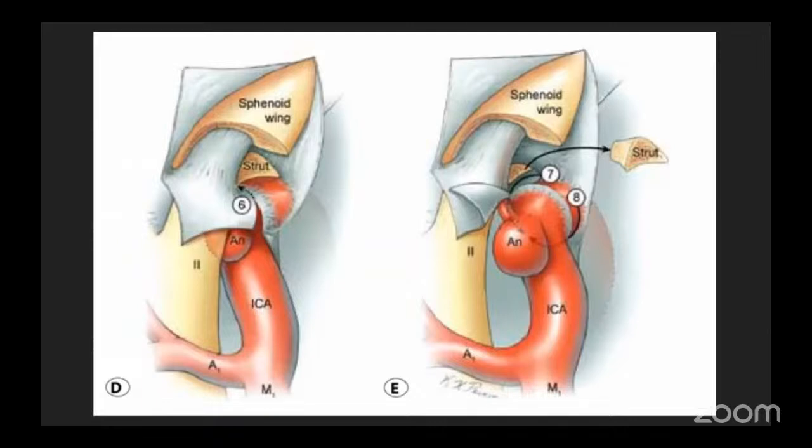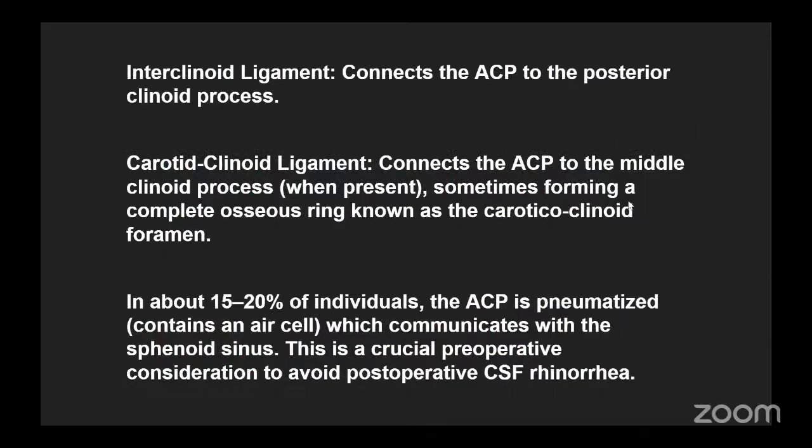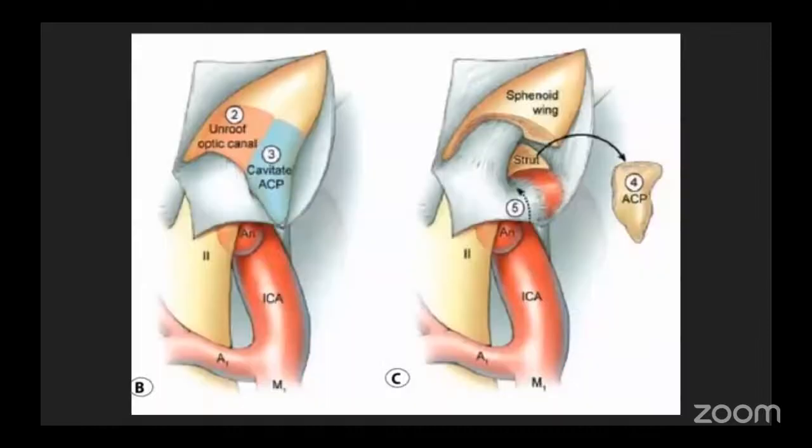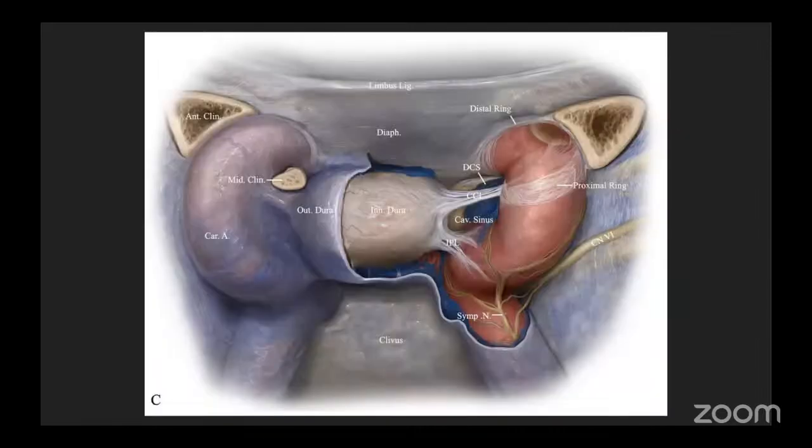Yes, because it is connecting the anterior clinoidal process to the sphenoid bone body. So there is the interclinoidal ligament. We have already discussed it. It connects the anterior clinoidal process to the posterior clinoidal process. Then we have the carotid clinoid ligament. We discussed this in this image. The carotid clinoid ligament is going to be right here and makes the carotid clinoid foramen.